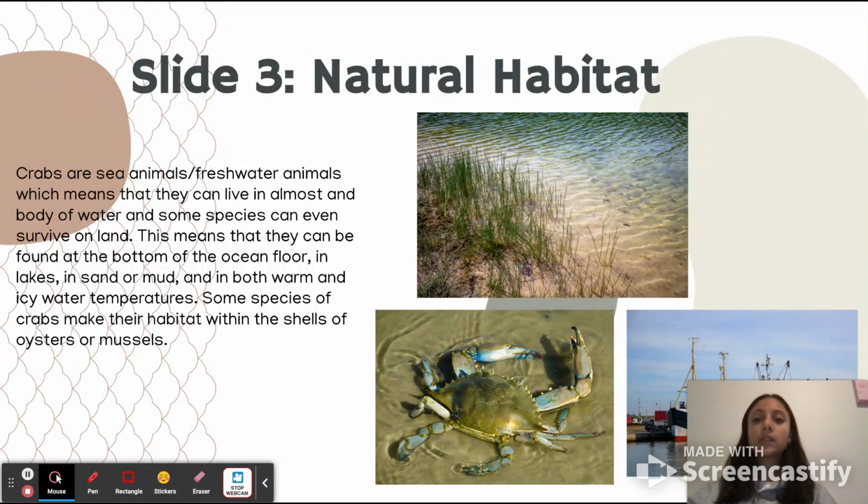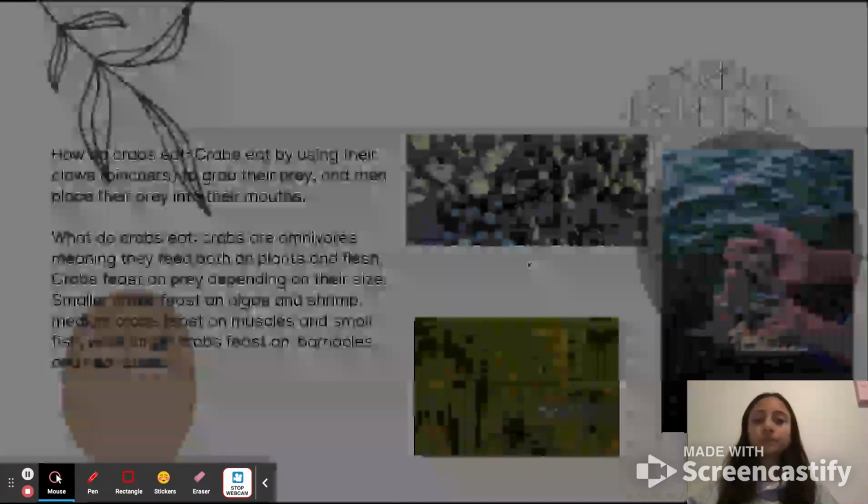Slide 3 is going to go over the natural habitat of crabs. Crabs are sea animals and freshwater animals, meaning you can find them in almost all bodies of water, and some species can even survive on land. This means that they can be found at the bottom of the ocean floor, in lakes, in sand, or mud, and in both warm and cold temperatures. Some species of crabs make their habitat within the shells of oysters or mussels.